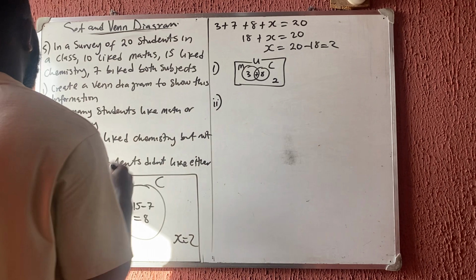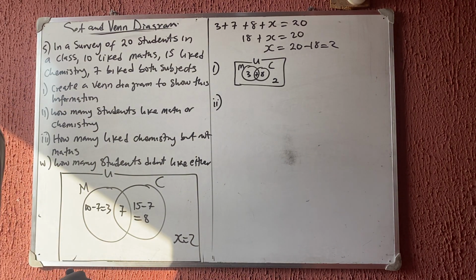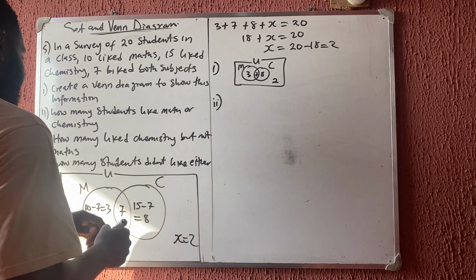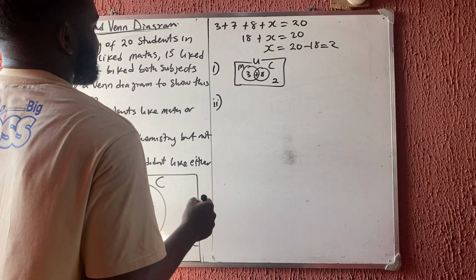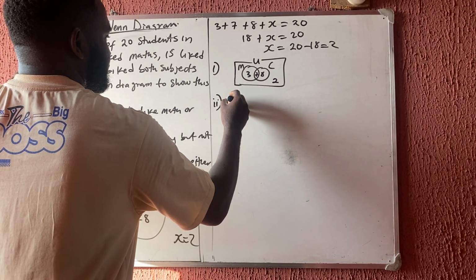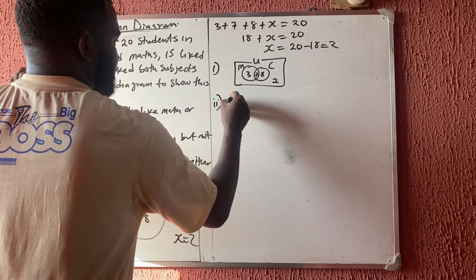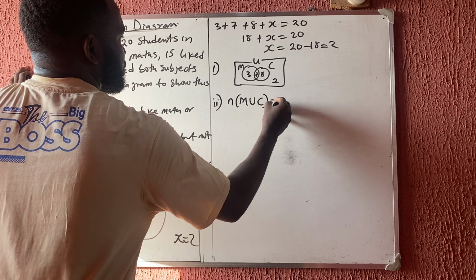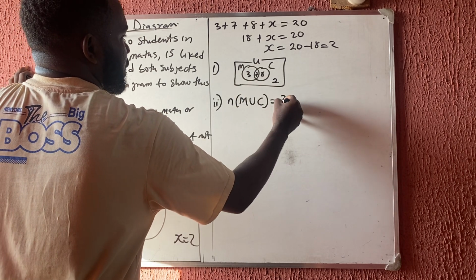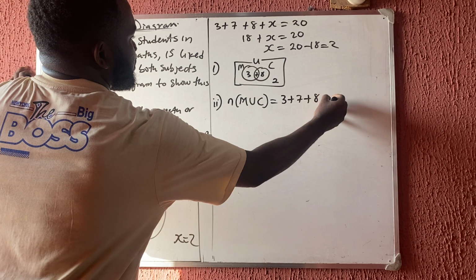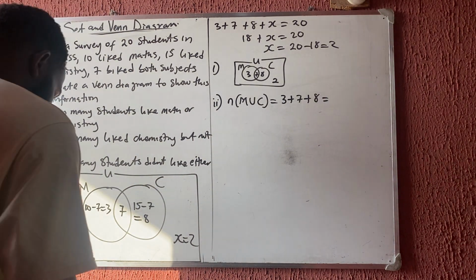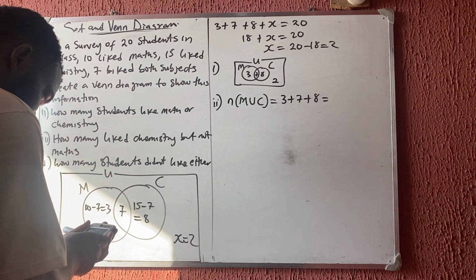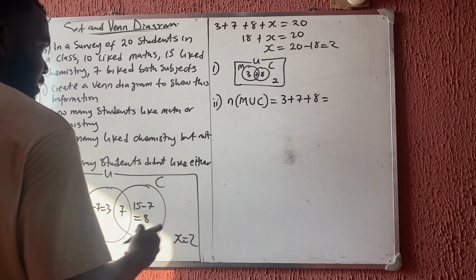So I said how many students like math or chemistry. So how many that like math or chemistry? Simply math or chemistry is number of math union chemistry. Okay, so which is what? Everything inside this place, which is 3 plus 7 plus 8. So what do you have? 3 plus 7 plus 8. So I'm going to have 18.